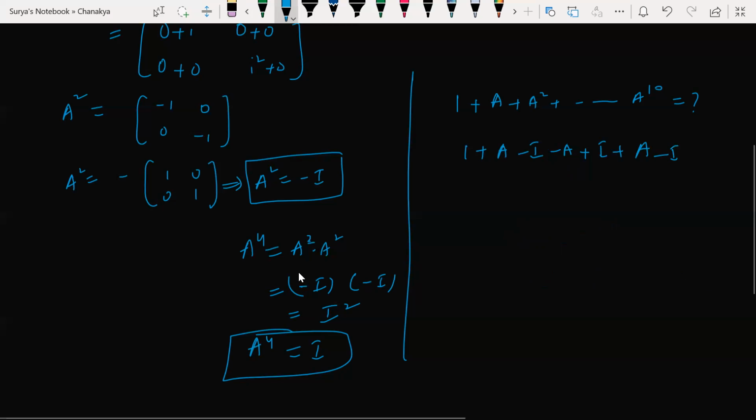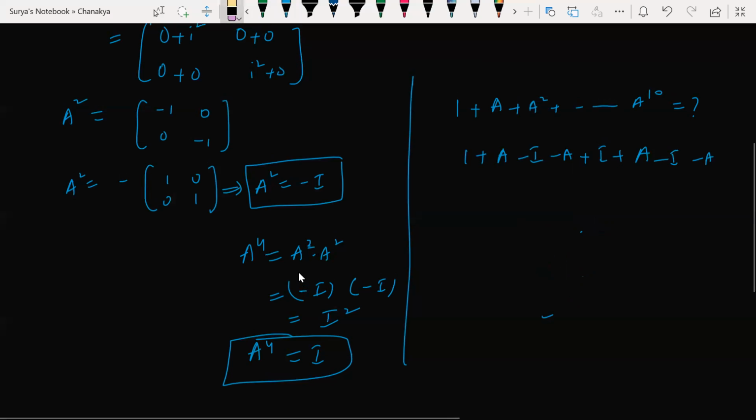Okay. So minus I, and A to the power of 7 is what? Plus A? That's it. A to the power of 6 into A: A to the power of 6 is minus I, into A, so minus A. Yes, sir. Now A to the power of 8 is what?